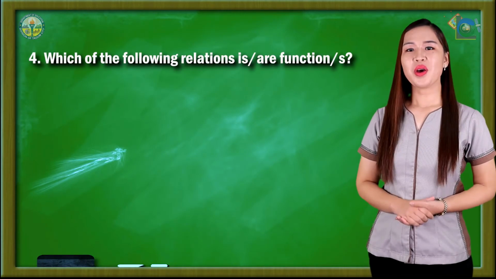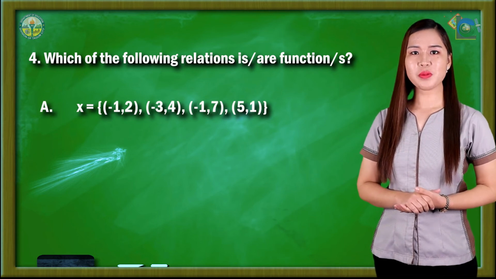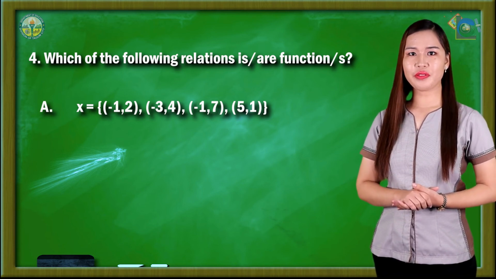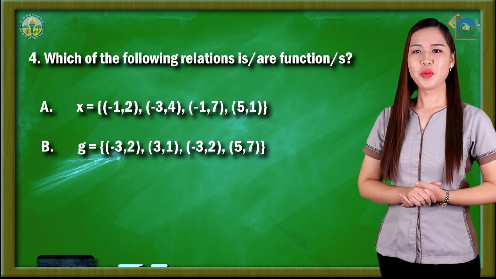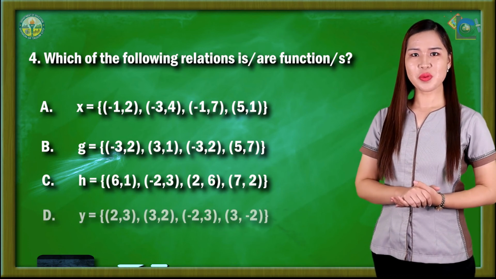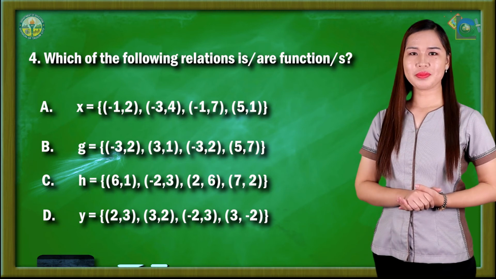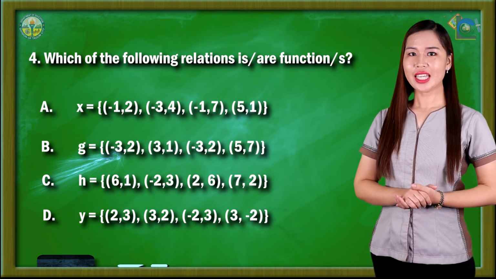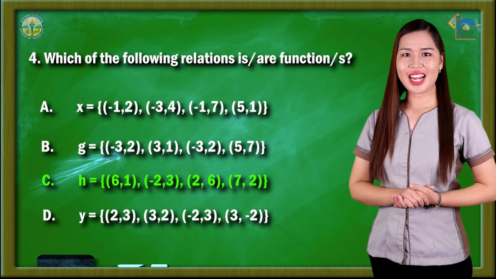Item number 4. Which of the following relations is or are functions? Letter A. Set X with the following ordered pairs: (-1, 2), (-3, 4), (-1, 7), and (5, 1). Letter B. Set G with the following ordered pairs: (-3, 2), (3, 1), (-3, 2), and (5, 7). Letter C. Set H with the following ordered pairs: (6, 1), (-2, 3), (2, 6), and (7, 2). Letter D. Set Y with the following ordered pairs: (2, 3), (3, 2), (-2, 3), and (3, -2). The correct answer is letter C.